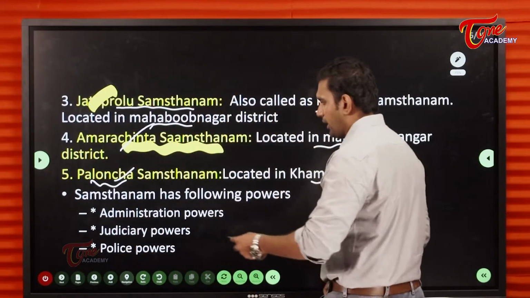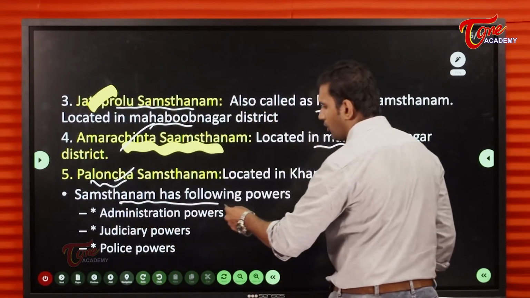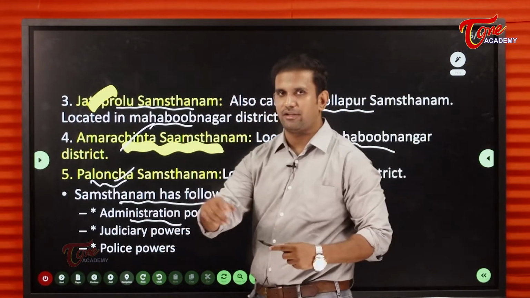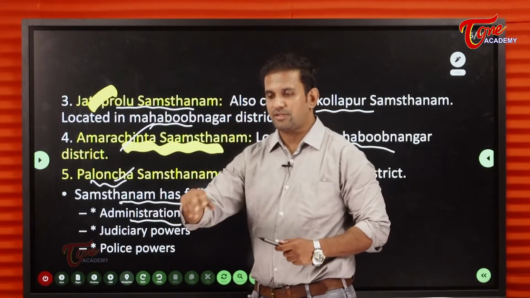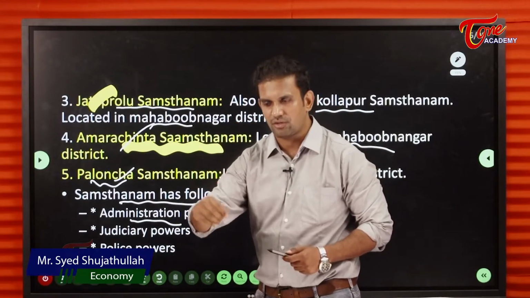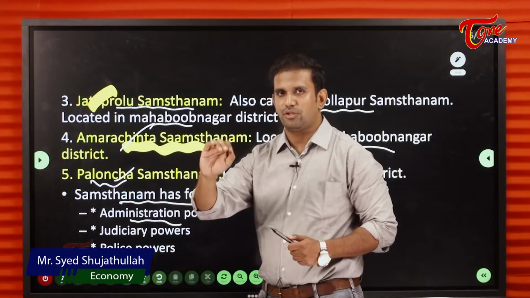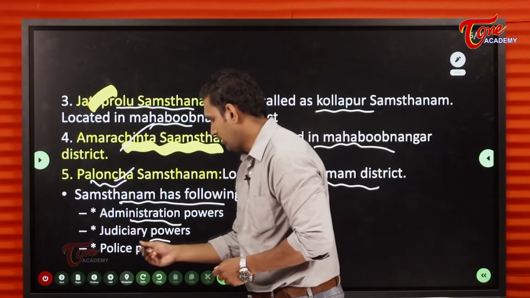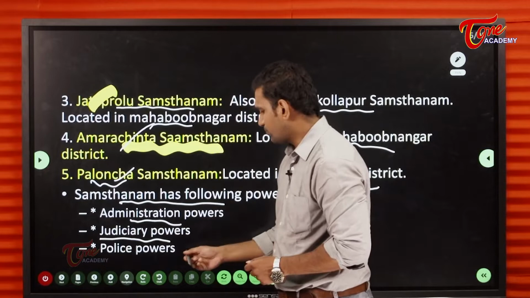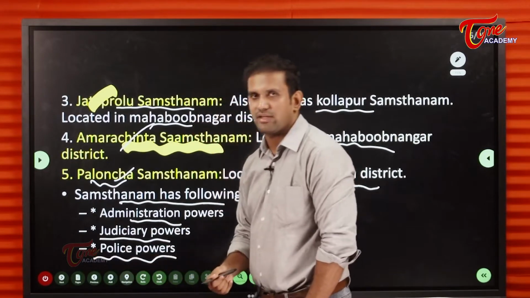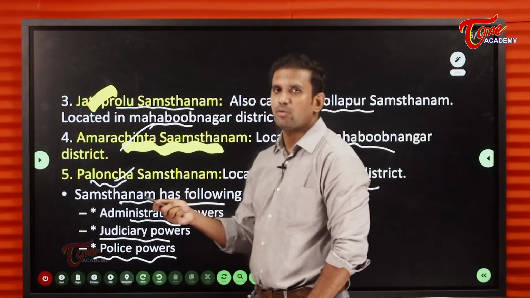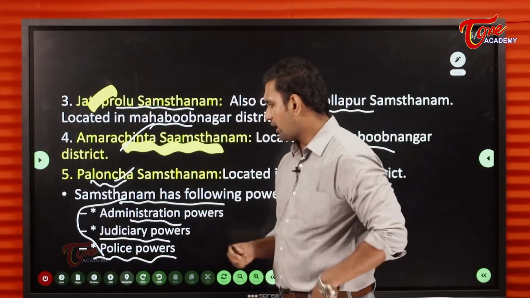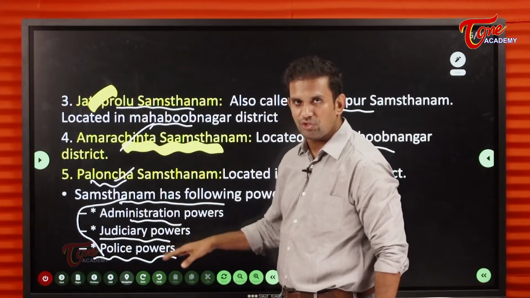Remember this point. Every Samsthanam has the following powers. First is administration. They can administrate their area. They can make rules and regulations, decide what the judiciary and the executive should be. Some judicial powers are also there. Police powers: they can arrest, they can beat, they can thrash, they can do anything without taking permission from the Nizam. So they have these kinds of powers: administration, judiciary and police.